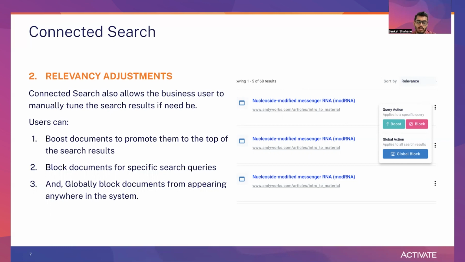So whenever somebody searches for, let's say, RNA, specific documents do not appear. Additionally, we also provide a global block option that blocks the document from appearing anywhere in the system. It functions in a way that it is as good as the document was never indexed in the search system. It doesn't delete the document, but it'll completely block it from appearing anywhere in the search results.